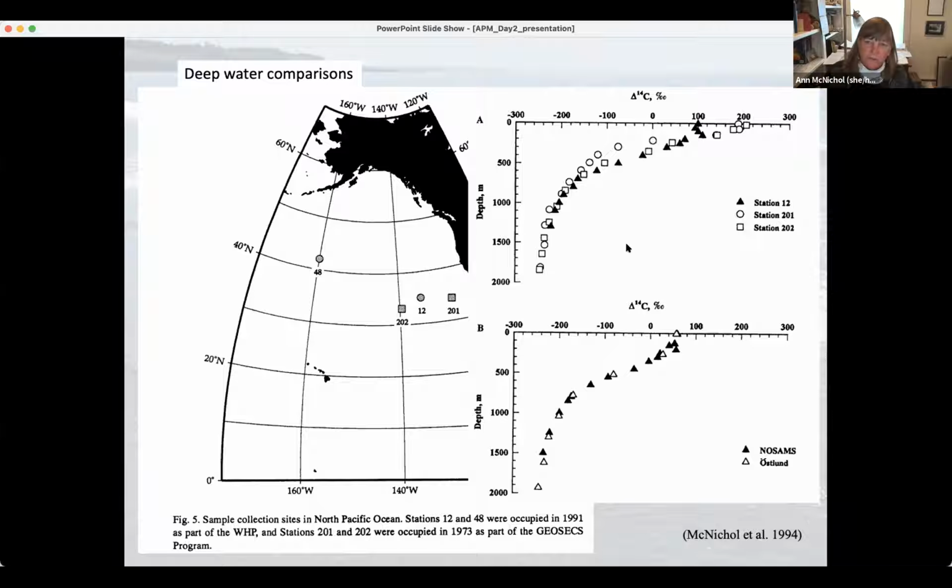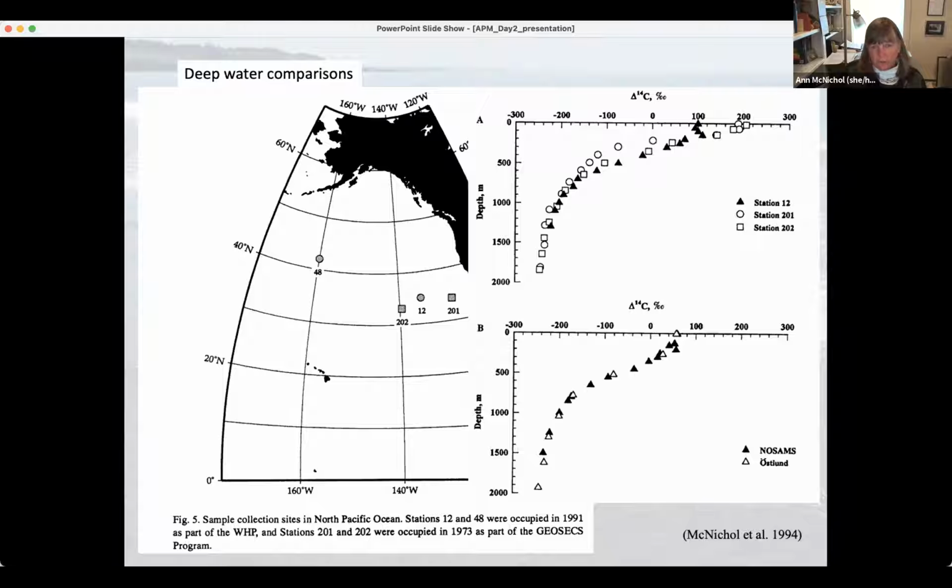Stations 201 and 202 were collected by Östlund and measured in Östlund's lab as part of the GEOSECS program in 1973. And station 12 was occupied in 1991. What we're looking for in comparing these is the difference at the surface. But in the deep water, there hasn't been enough time for the radiocarbon to change, and we can see that there is good agreement between the two profiles, which is what one would hope to find.